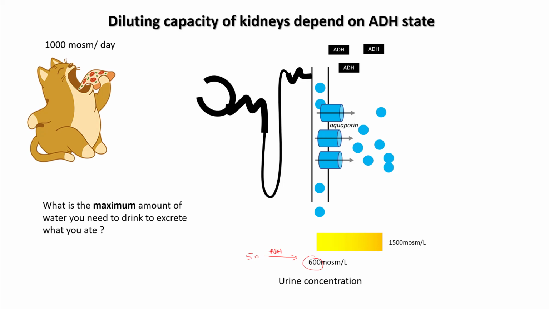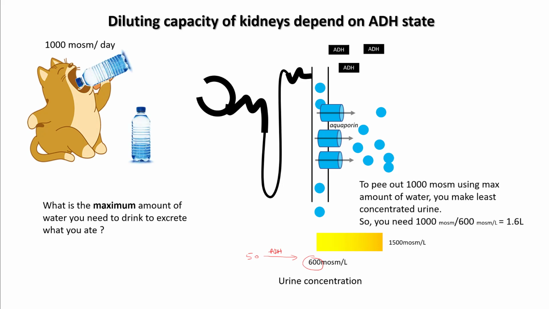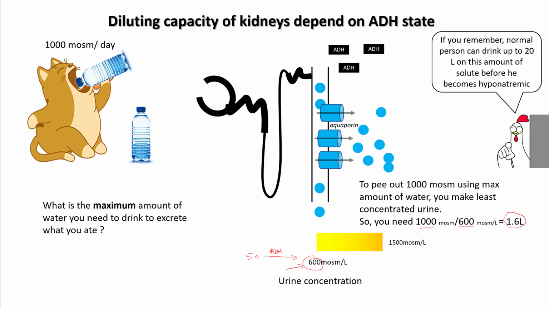So if you're eating a normal diet of 1000 milliosmol a day, you need about 1000 milliosmol divided by urine osmolality of 600, that is 1.6 liters. So if you drink anything more than 1.6, you will become hyponatremic if your urine osmolality is 600. If you remember, a normal person can drink up to 20 liters of water to excrete 1000 milliosmoles before becoming hyponatremic.